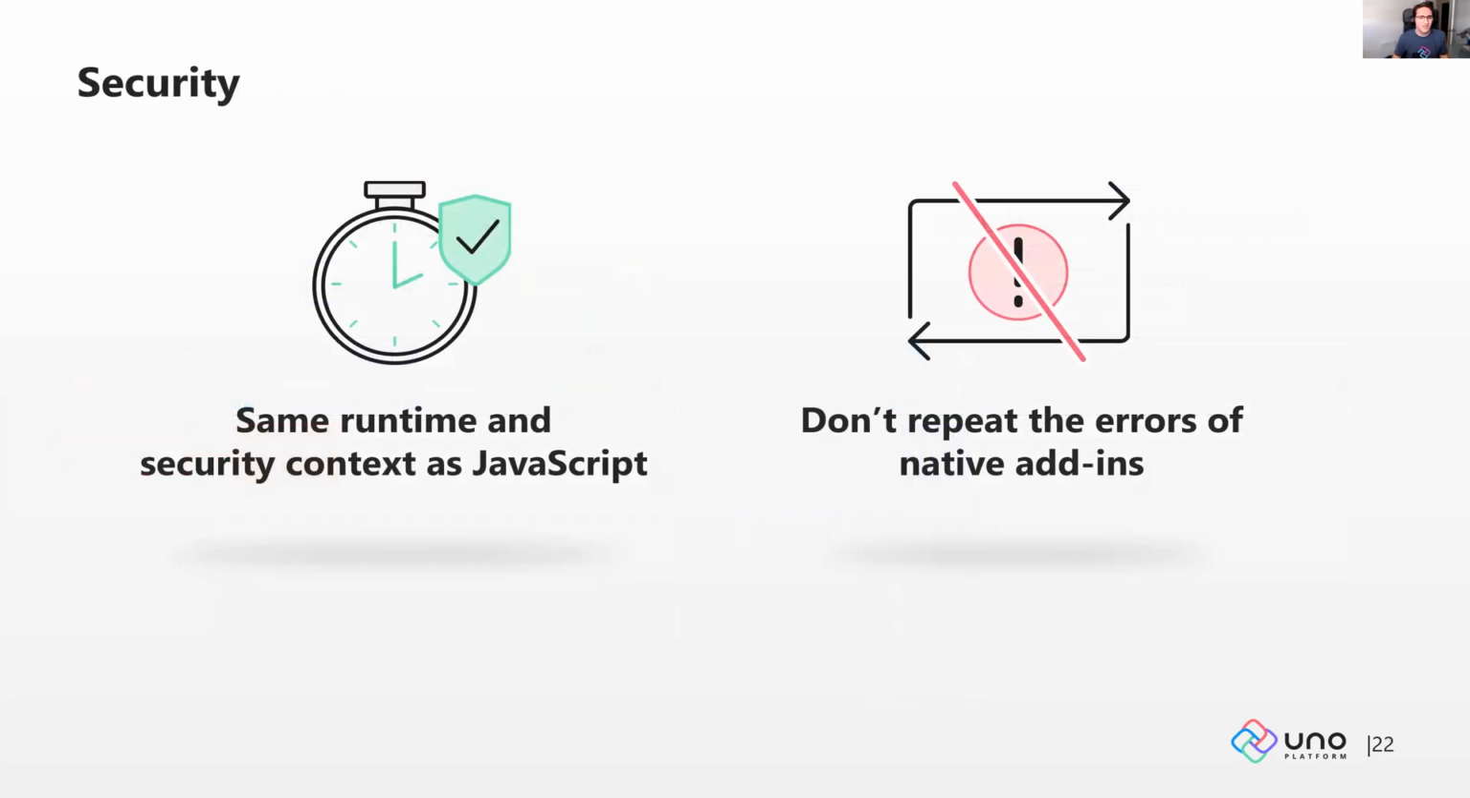With regards to security aspects, WebAssembly is able to run in the same security sandbox as JavaScript. So anything that JavaScript can do, WebAssembly can do, not necessarily the other way around, because there are features in WebAssembly that JavaScript is not able to do. But it's as secure as JavaScript, and it doesn't repeat the errors of the native add-ins. So you don't need to install anything to get that running. So no Flash, no Java applets, no Silverlight that needs to be running there. It's in the browser, and you don't need to install anything else.